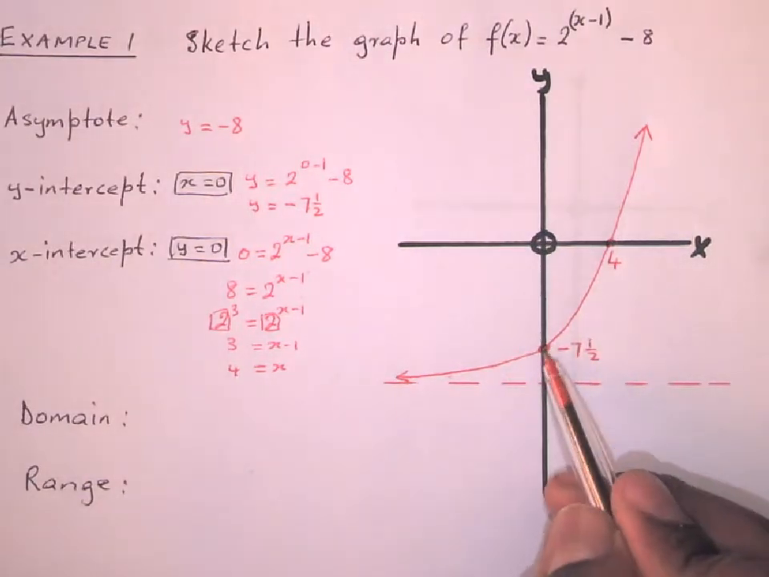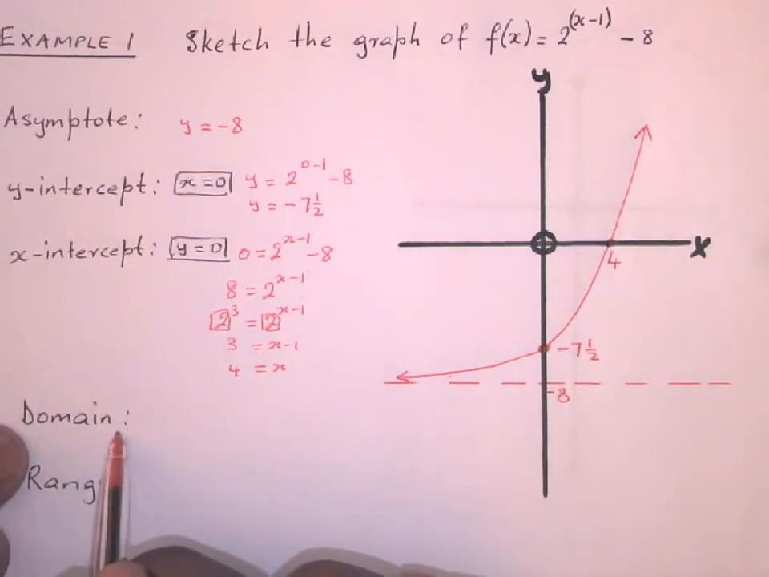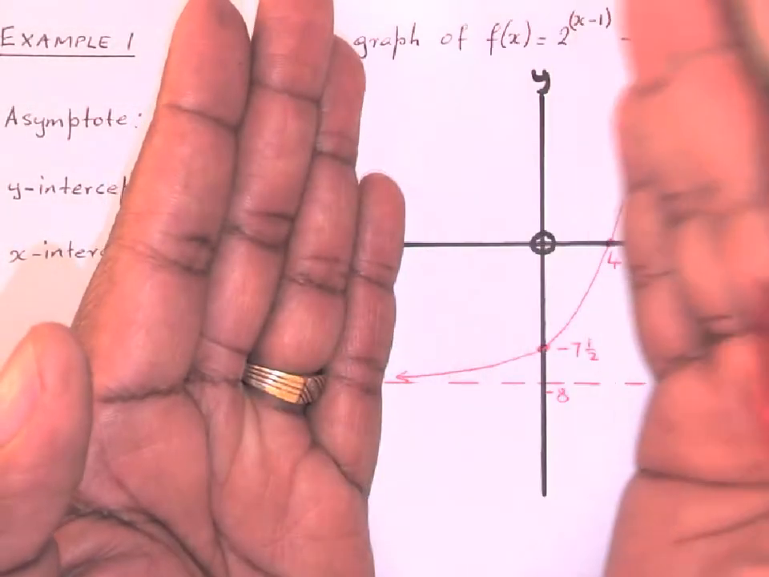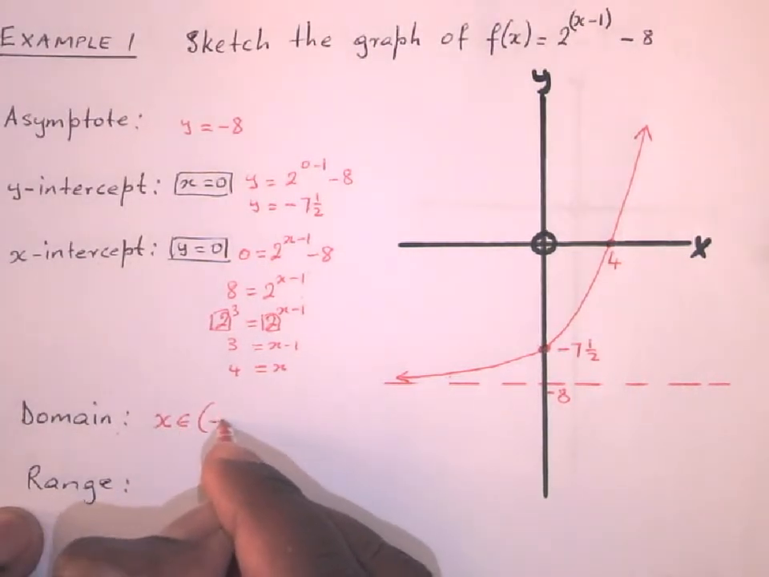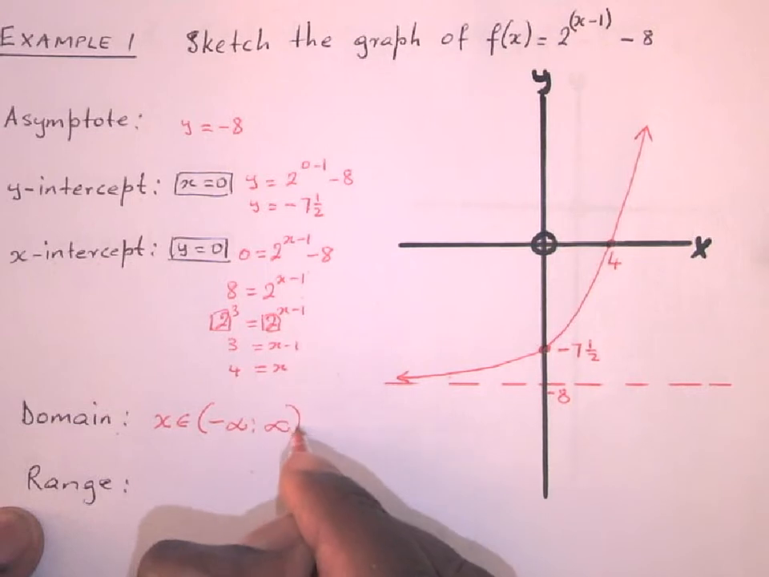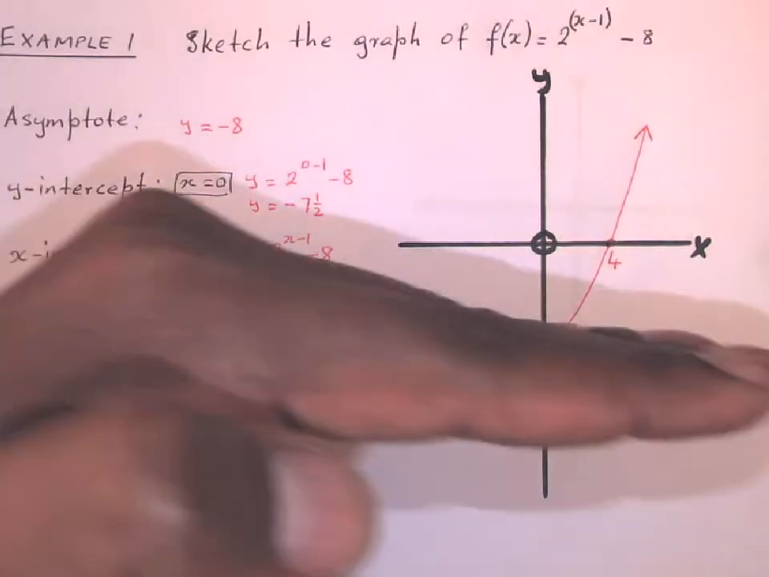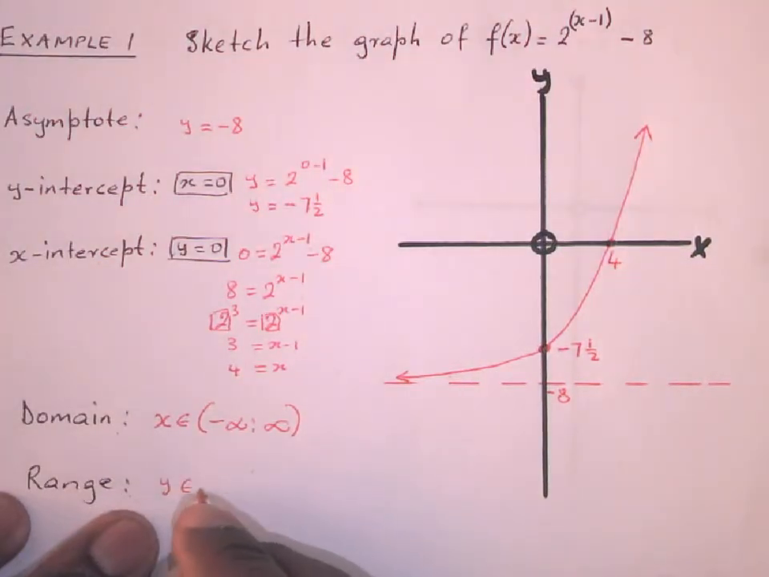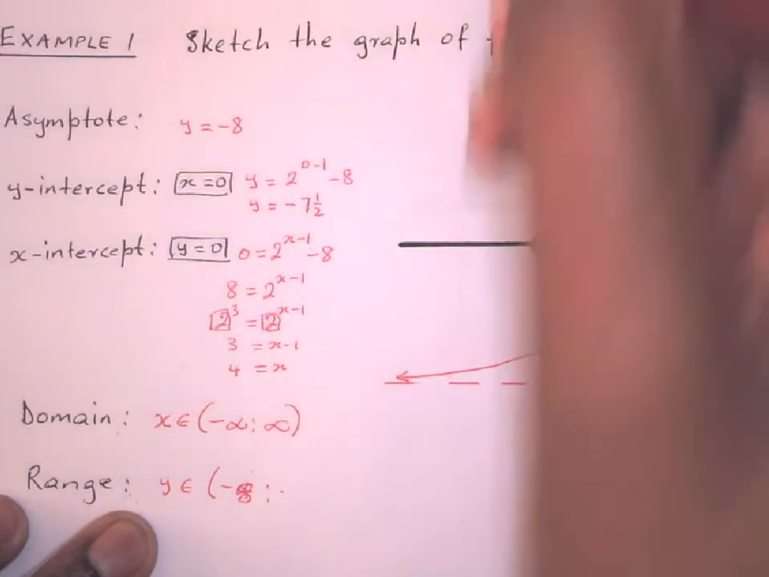I've got the asymptote, the y-intercept, as well as the x-intercept. The domain is the x values allowed in the graph. You can see that the graph is going all the way to negative infinity as well as to positive infinity. Therefore, we can say the domain is x is an element of negative infinity to positive infinity. What about the range? The range is the y values. You can see that the graph is always above negative 8. Therefore, we say y is an element of negative 8 to positive infinity, all the way to positive infinity.